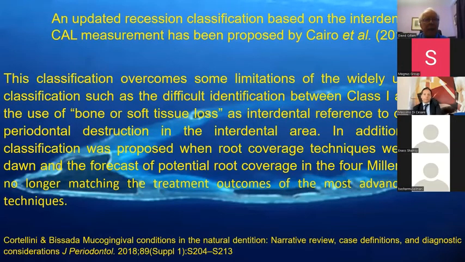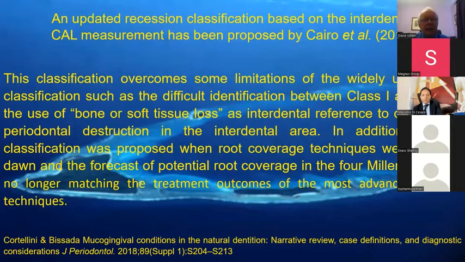And Cortellini and Pini Prato, with this update for 2018, suggested that there's an updated recession classification, and it was really based on the interdental CAL measurements proposed in 2011 by Cairo et al. It's interesting that it's been proposed for a while, but apart from some researchers, it wasn't implemented in general use. When I say general use, I'm really talking about specialized perio treatment.